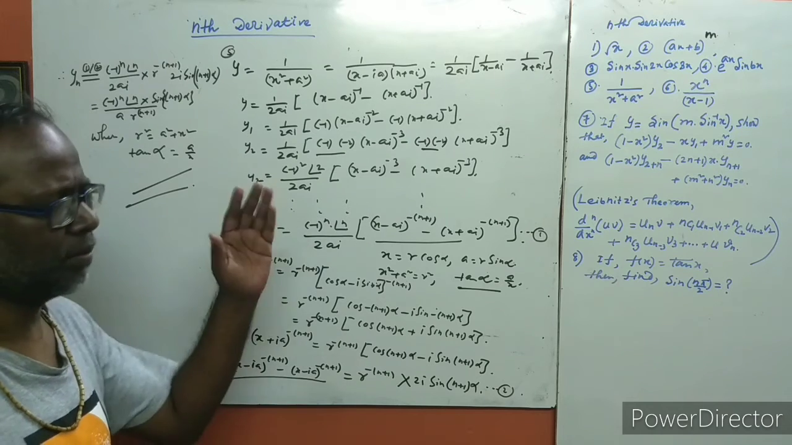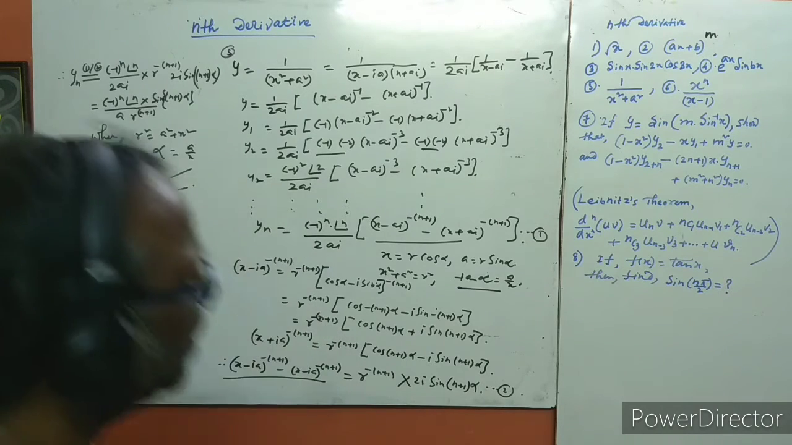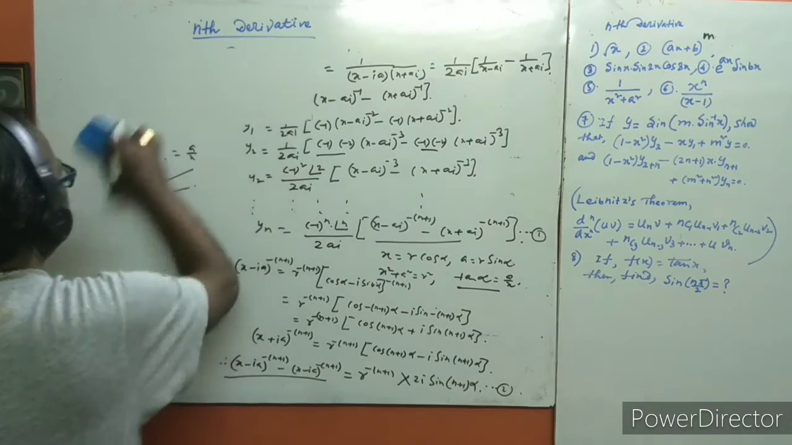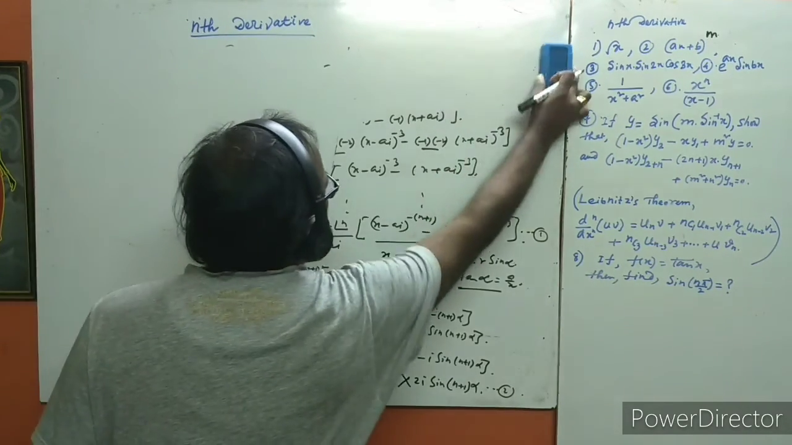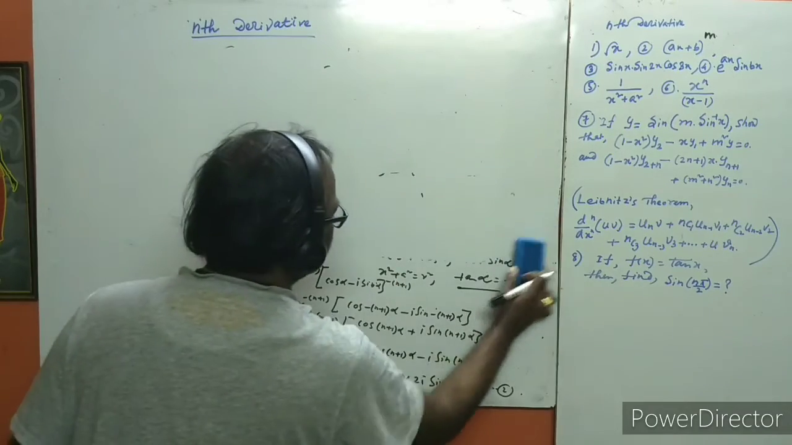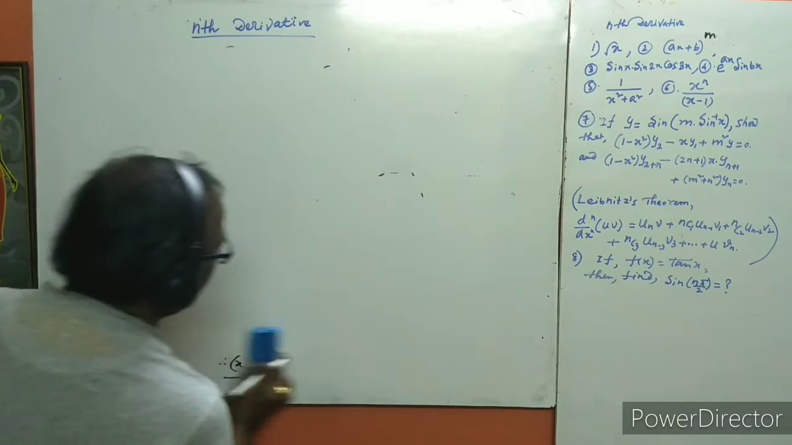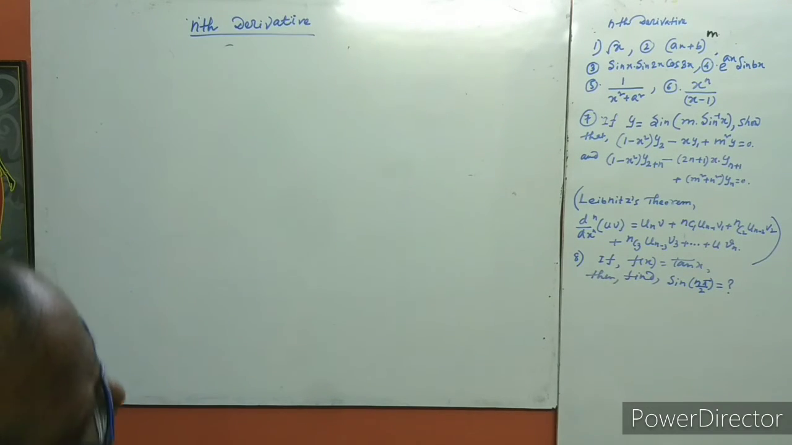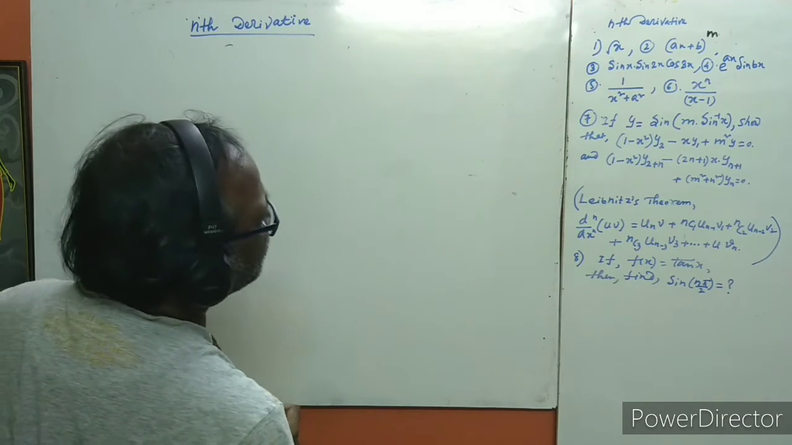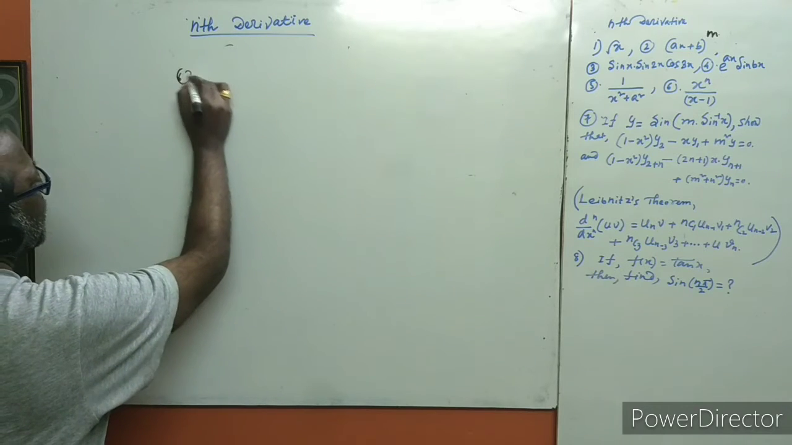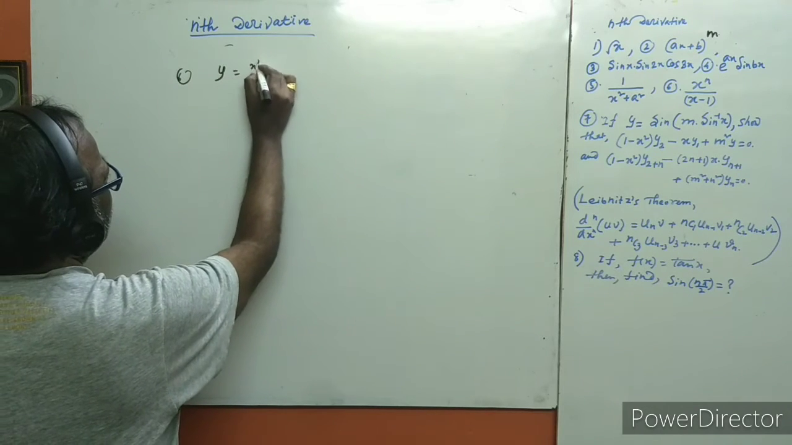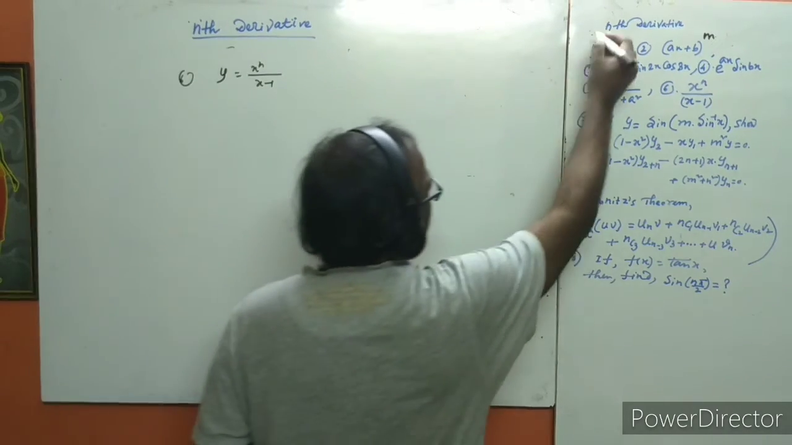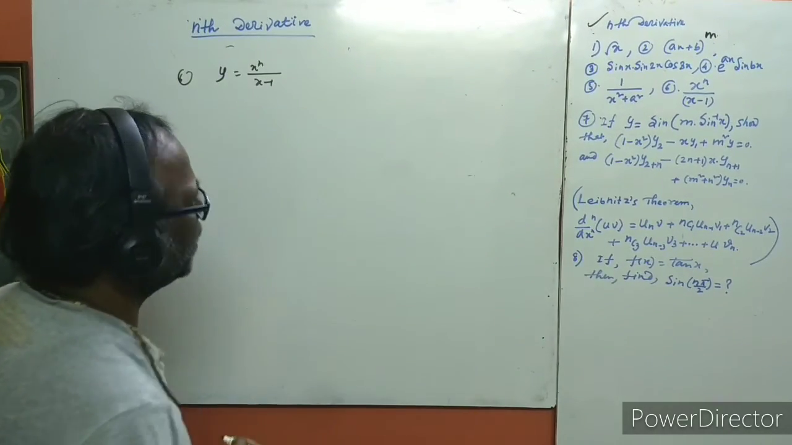Now our question 6. I think this is the longest video for this class. See carefully. The sixth question: y equals x to the power n by x minus 1. Find yn. At the top of the question, find the nth derivative of every function.